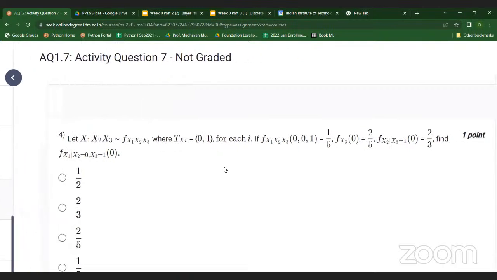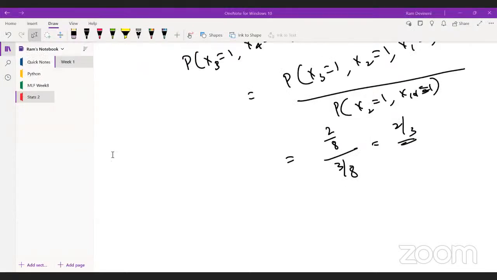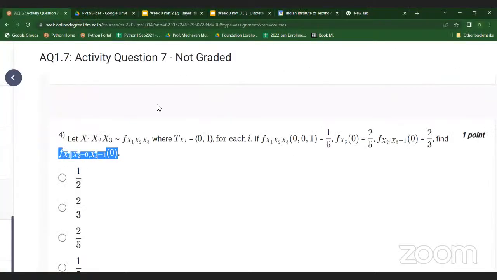So let's look at this. First of all, we need to find this. Let us write down the formula for it, and then try to use what was given. We need to find x1 as 0, given that x2 is 0 and x3 is 1.